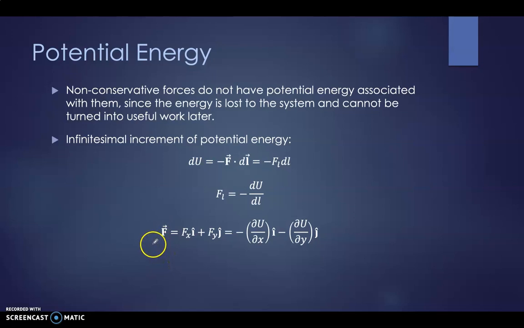Now what we can do is rewrite this force in terms of potential energy. The force vector is F sub x i hat plus F sub y j hat, which equals negative del U del x i hat minus del U del y j hat, where the dels here are partial derivatives.